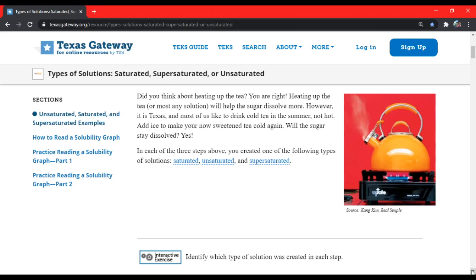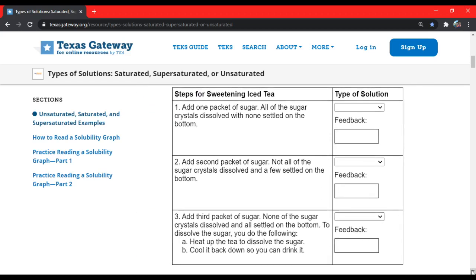So basically, that's how you make a kind of solution there. So what kind of solution did you make in that situation? Let's have number one. In the process of adding one packet of sugar, you notice that there is no undissolved sugar after you stir it, so that is an unsaturated solution. The keyword there is none. None of the sugar particles settled at the bottom. So please take note of that.